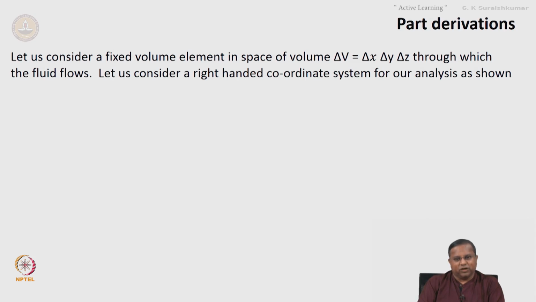Let us consider a fixed volume in space. The volume delta V is delta x, delta y, delta z. This is a cuboid through which the fluid flows. Let us consider the right handed coordinate system for our analysis. You know, if x is this and y is this, when you go from x to y, the direction of the right handed screw should be z. You turn x to y, z is like this. So, if you write x like this and y like this, x to y is like this, your z will be like this. So, let us choose the right handed system.